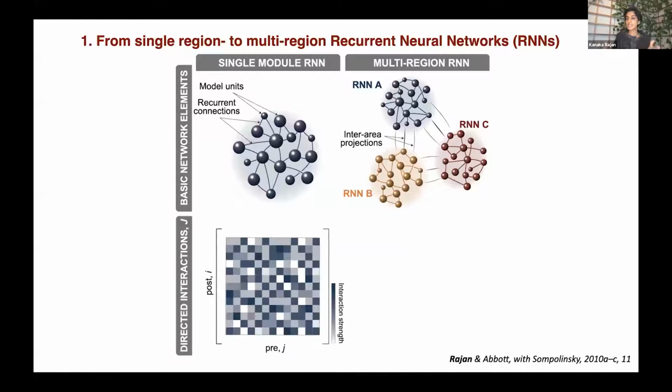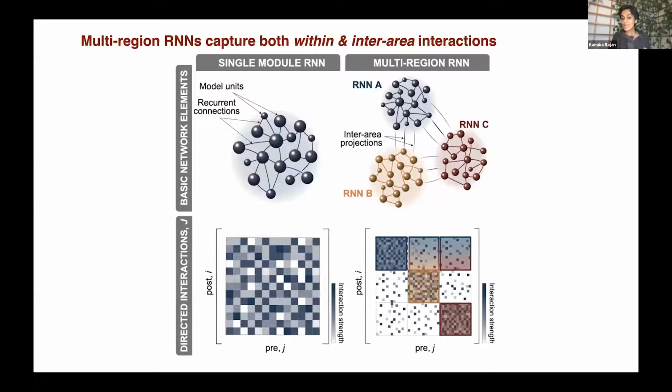These types of models are simple and interesting because they have a mathematically tractable parameter set that controls how they behave. In the single module RNN, it's this matrix of connectivity, variously known as directed interactions. In the multi-region case, this interaction matrix has an interesting shape because it could have block diagonal structure, with within-area connections going down the principal diagonal and across-area interactions going in the various subblocks. This is a feature we'll return to in a second.